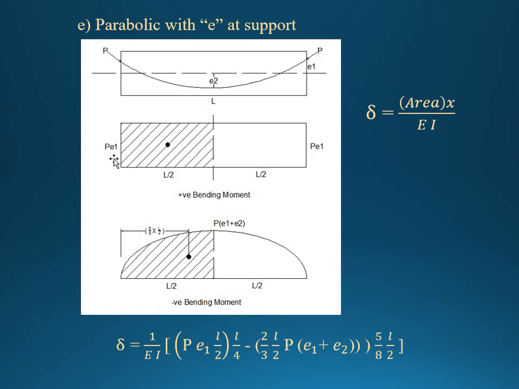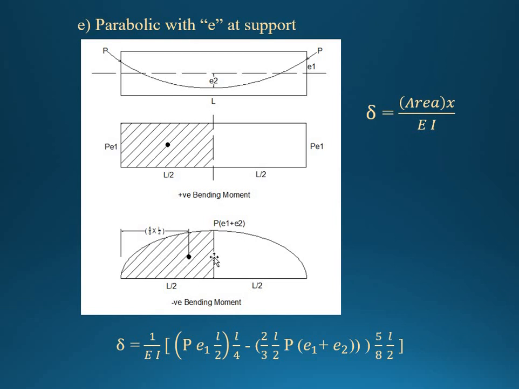You can observe here I have considered eccentricity at the support, that is PE1, as a height and breadth is L by 2, and its sign convention is positive.